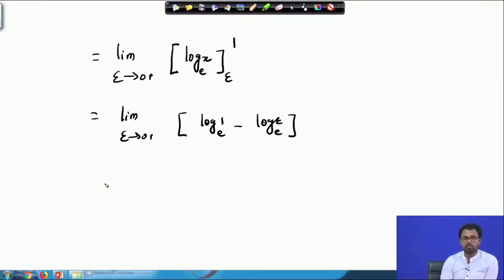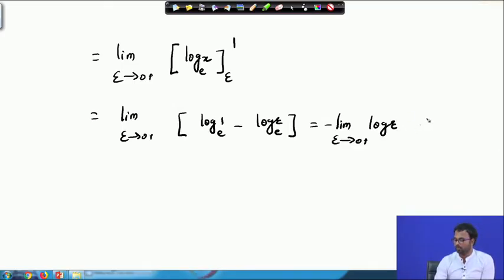Now, log of 1 is 0, but this here, so minus log of epsilon. So, when epsilon goes to 0, this log of epsilon will go to minus infinity. So, that means the whole term will go to plus infinity.